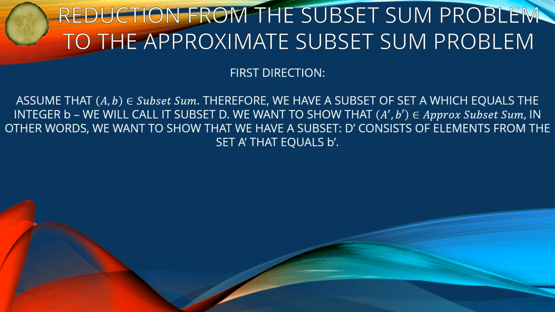First direction. Assume that A, b is in subset sum, therefore we have a subset of set A which equals the integer b. We will call it subset D. We want to show that A prime, b prime is in Approx subset sum. In other words, we want to show that we have a subset D prime consisting of elements from the set A prime that equals b prime.